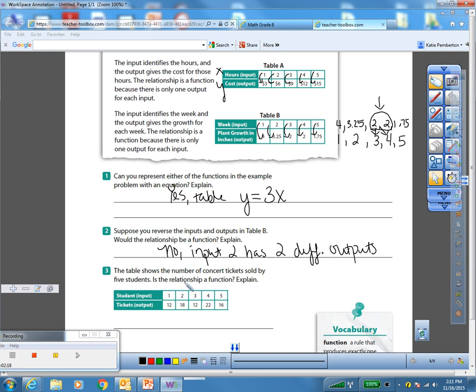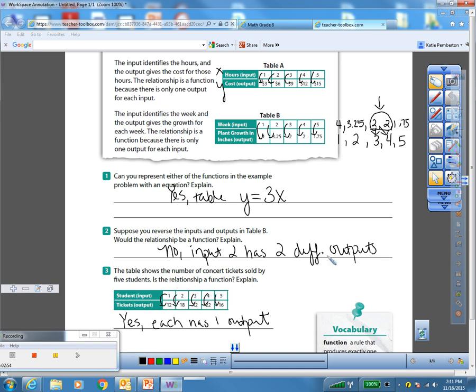Okay, on number 3. The table shows the number of concert tickets sold by 5 students. Is the relationship a function? Explain. So here's your 5 students, 5 different inputs, and how many concert tickets they sold. You notice that you have all different x values, or all different students. So yes, this would represent a function. There's a couple ways you could say it. You could say each input has one output. You could also say each x has only one y, or that you have all different inputs here.